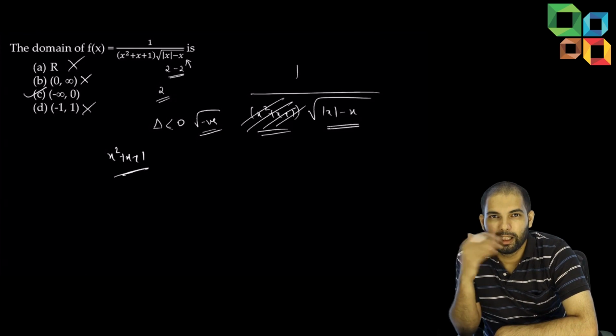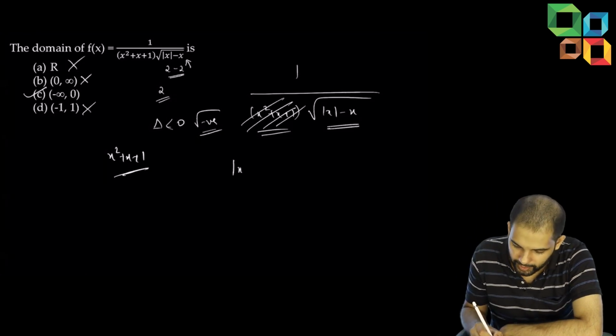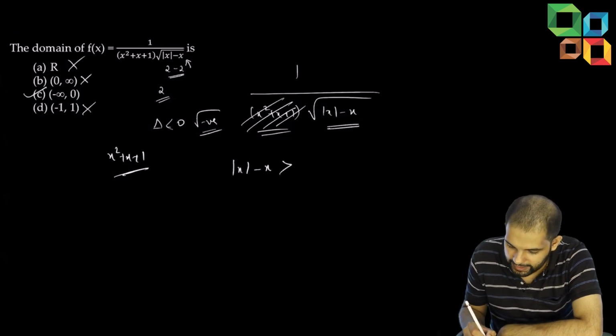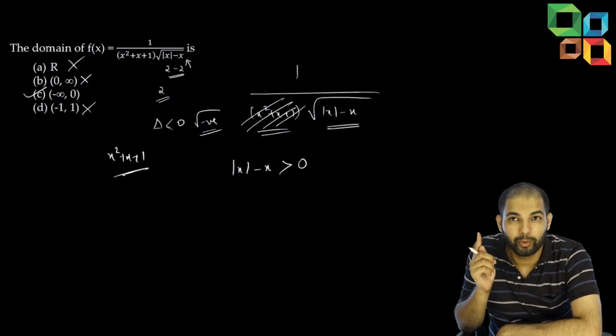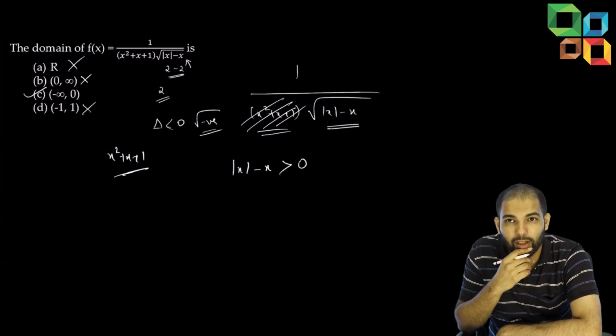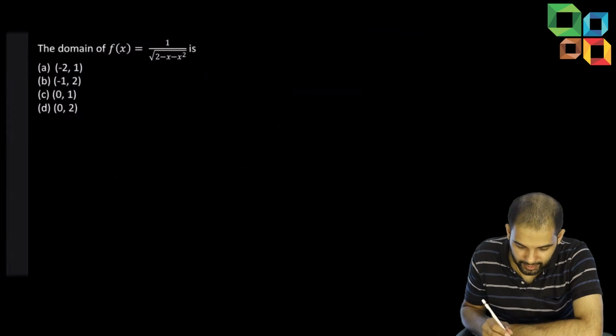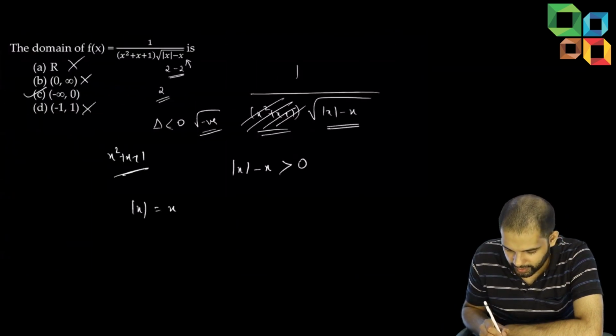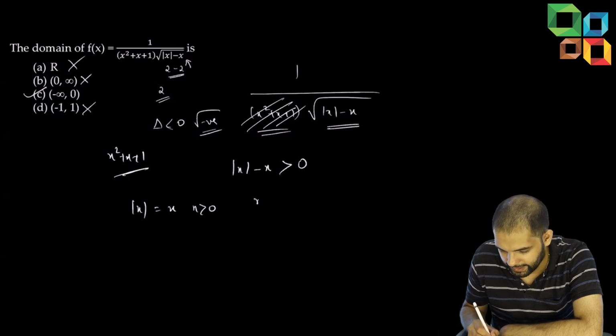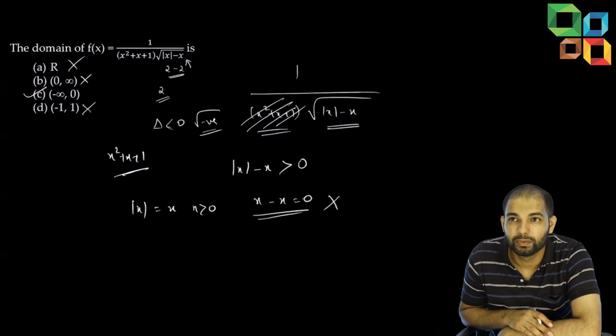Now the remaining part. Mod x minus x should always be greater than 0. Usually greater than or equal to 0, but because it is in the denominator, it should be greater than 0. Mod x is equal to x when x is greater than 0. So if I take any positive number, it is x, so this will be equal to 0. It fails directly for any positive number.